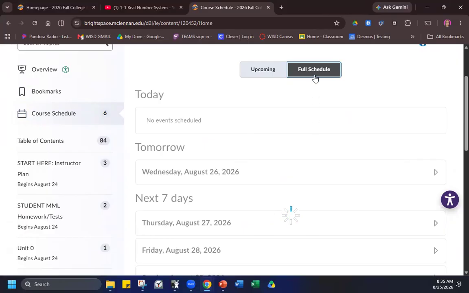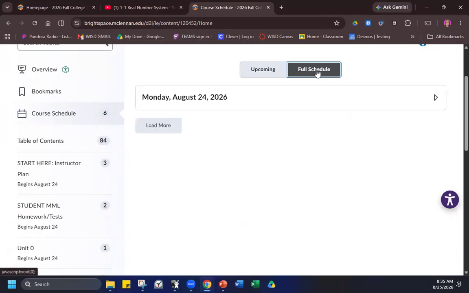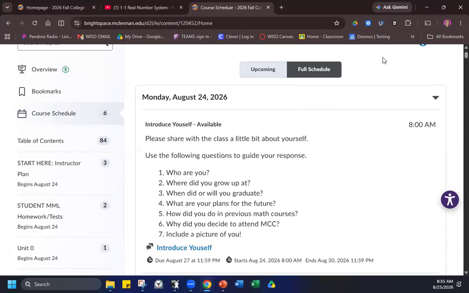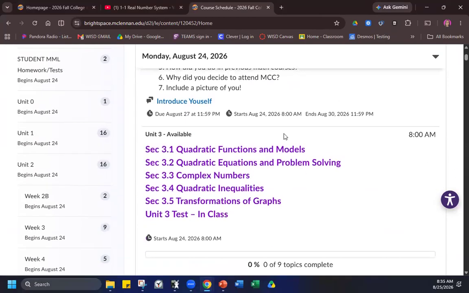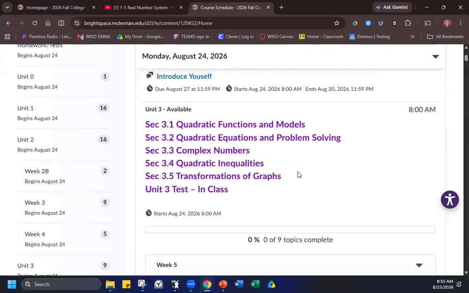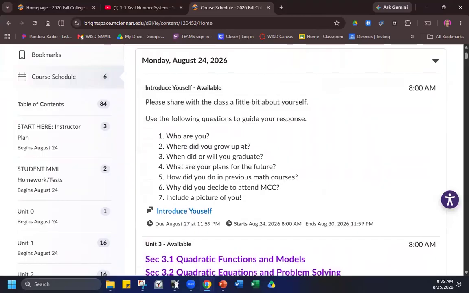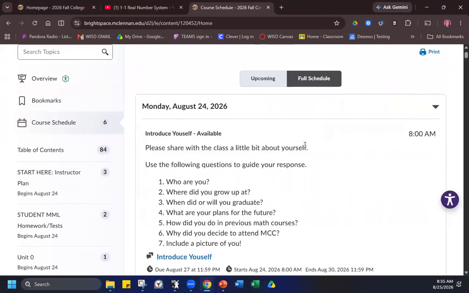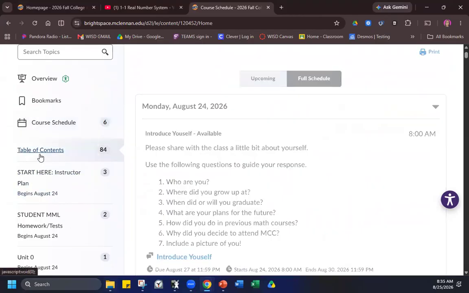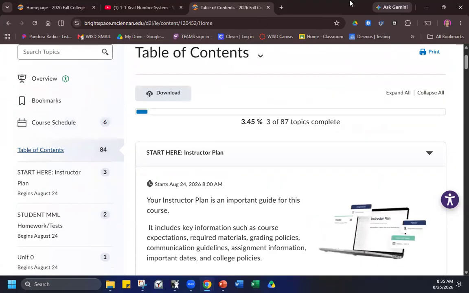Our course schedule just gives you an overview of what is due and when things are coming up. If you click full schedule, you will see any due dates, or once things start, all of them will populate at once. I do have to go in and reset some of the dates, but for the most part, I think I'm at least 2 weeks ahead on setting your dates correctly. I will continue to change and update them.